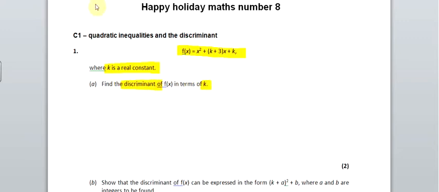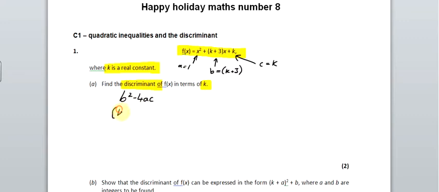So the discriminant is b squared minus 4ac. So we look at this quadratic up here and we can see that a is equal to 1, b, the coefficient of x, is equal to k plus 3 because that's what's in front of the x, and the constant c at the end is just k. So to get our 2 marks we just have to substitute into this.